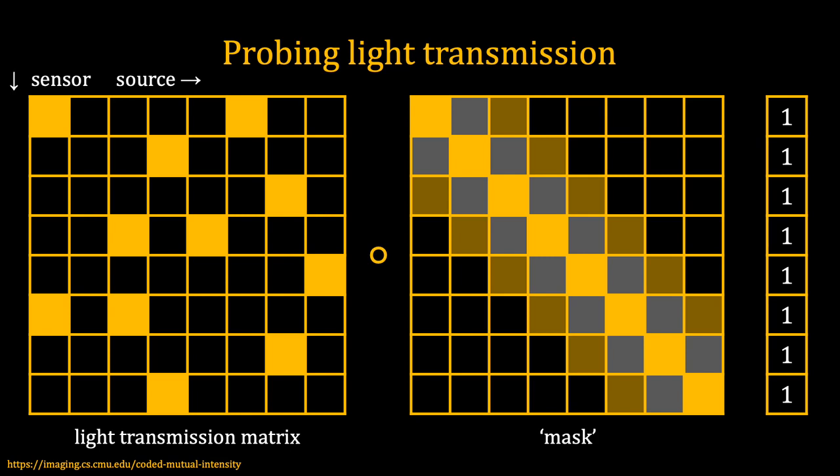In probing, we seek to selectively mask entries of this light transmission matrix to measure certain properties of the scene, as represented by the matrix to the right. We perform this operation at micron scales in small scenes with complicated light transmission, as we show further.